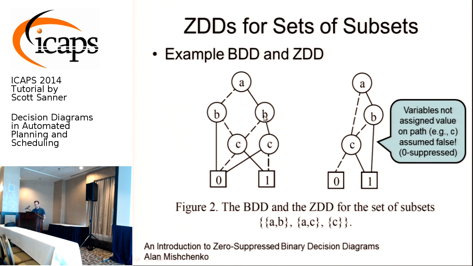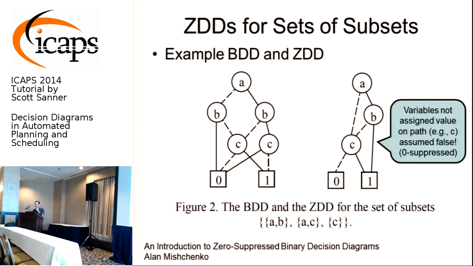OK, if I represent it as a BDD, I can do it like this. So I want a and b to be in the set. A is true, and b is true. And if c is true, it's not in the set, right? A, b, and c is not in the set. But if a is true and b is true and c is false, then a, b is in the set and you route to 1. So basically, when you route to 1, it's in the set. When you route to 0, it's not in the set. And this is the BDD representation of the set of subsets.